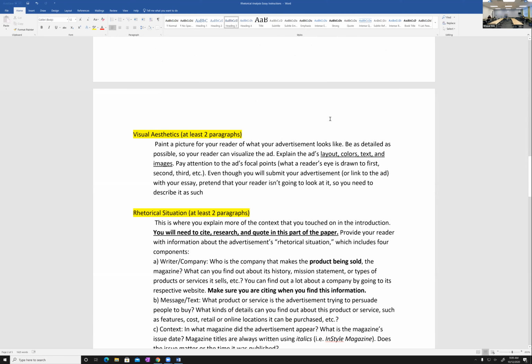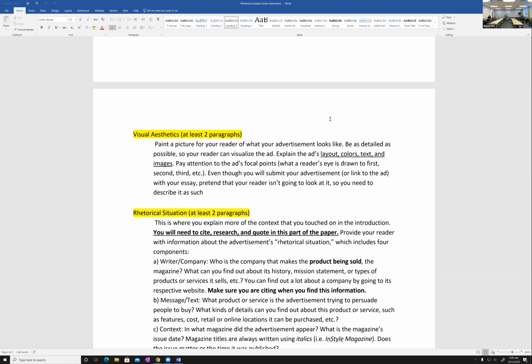The second section is going to be visual aesthetics. In this section, it's at least 2 paragraphs. Basically, what you're doing is painting a picture for the reader of what your advertisement looks like. Be detailed, so that your reader can visualize the ad almost as if they don't have a copy of the ad itself.